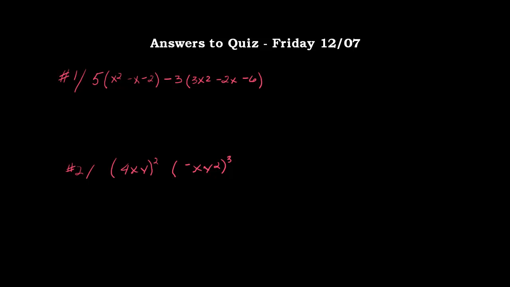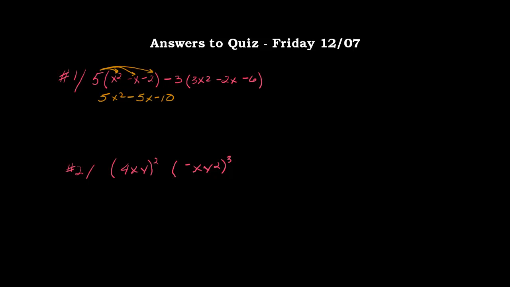Number one strictly is a distribution. So this times each one of these members here. So this is 5x squared. Positive 5 times a negative x is negative 5x. Positive 5 times a negative 2 is negative 10.